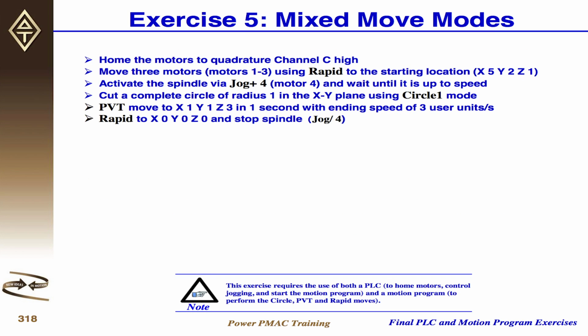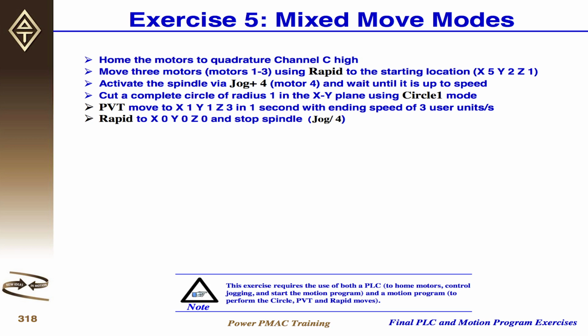The fifth exercise is a grab bag of move modes. So this one will allow you to practice using rapid and circle and PVT. So the idea is you home motors 1 through 4. So you can do home 1 ... 4 in your motion program. And then you use a rapid move to move your X, Y, Z axes to X5, Y2, Z1.